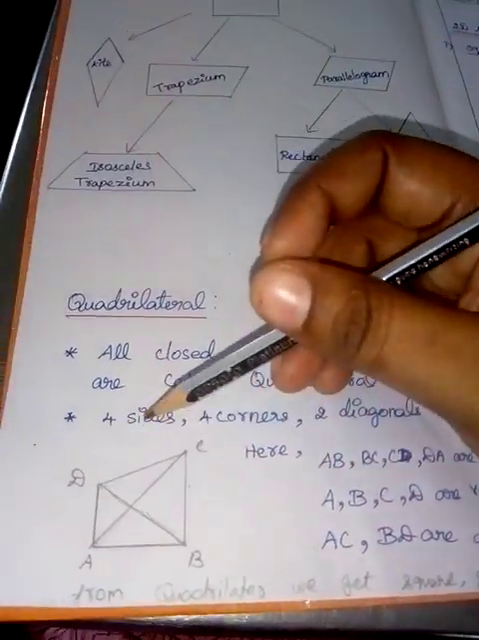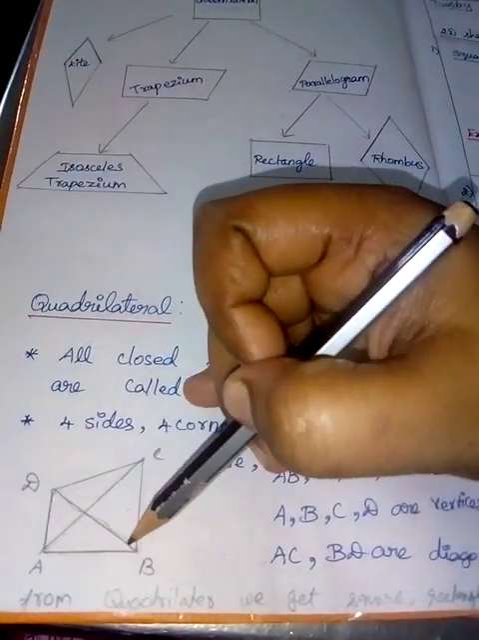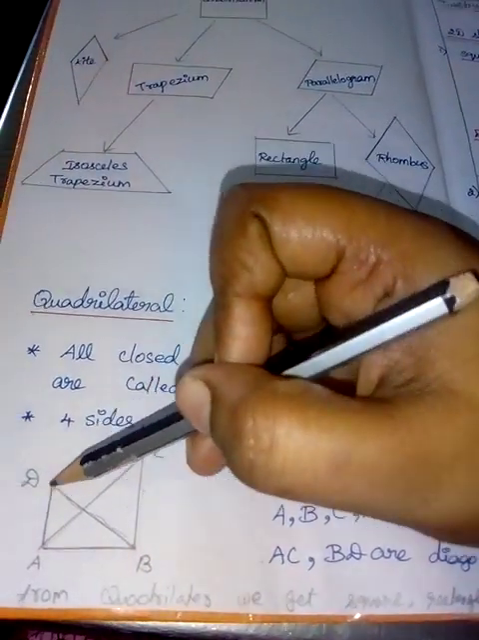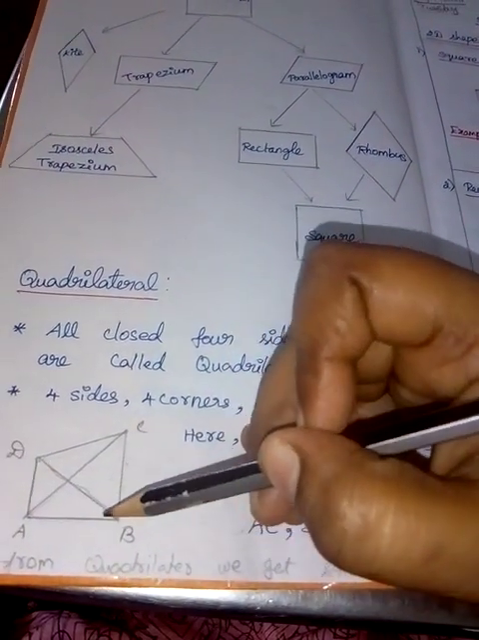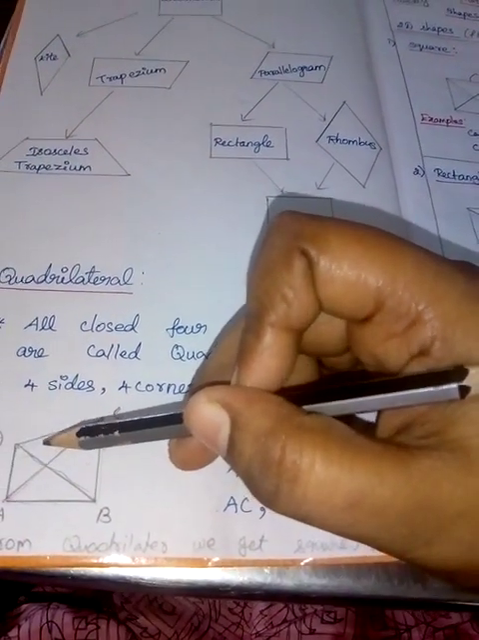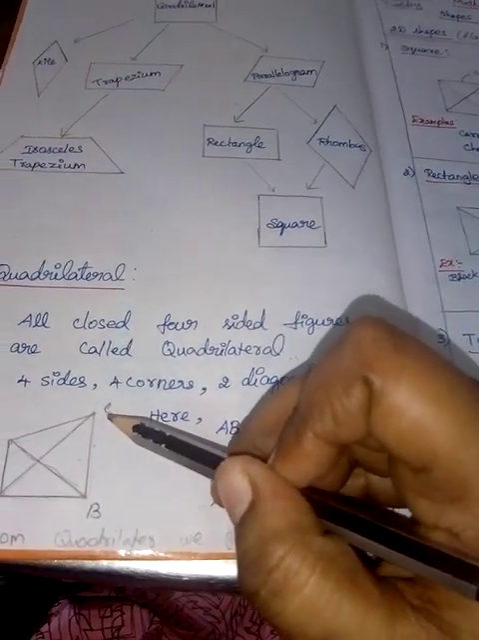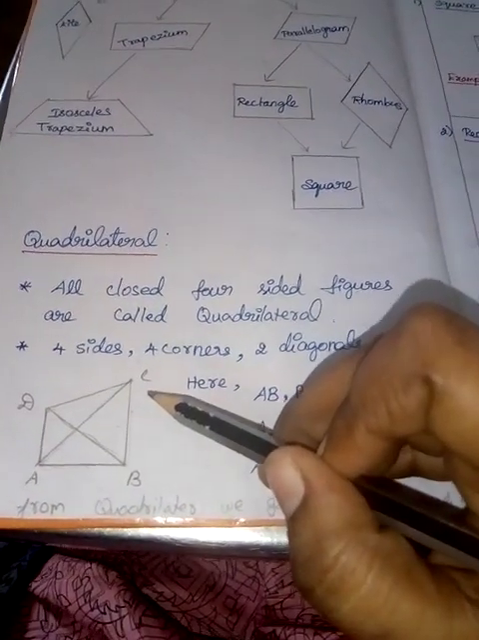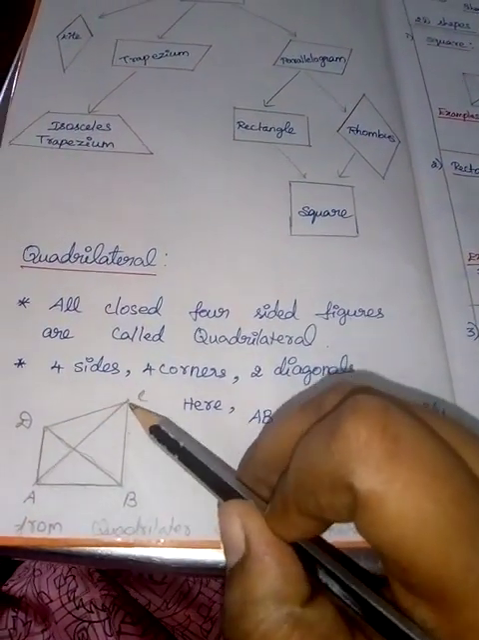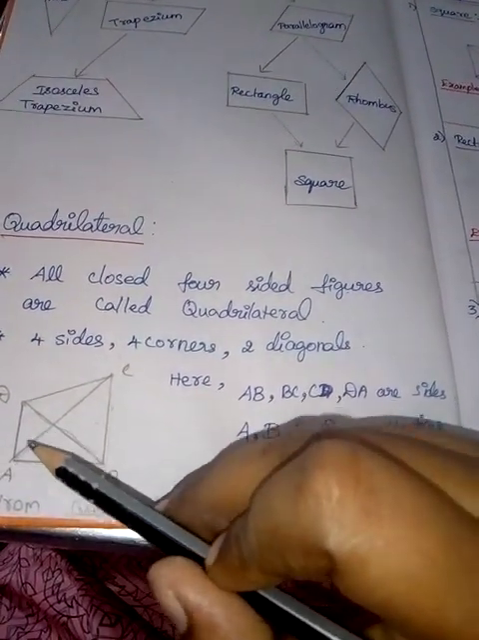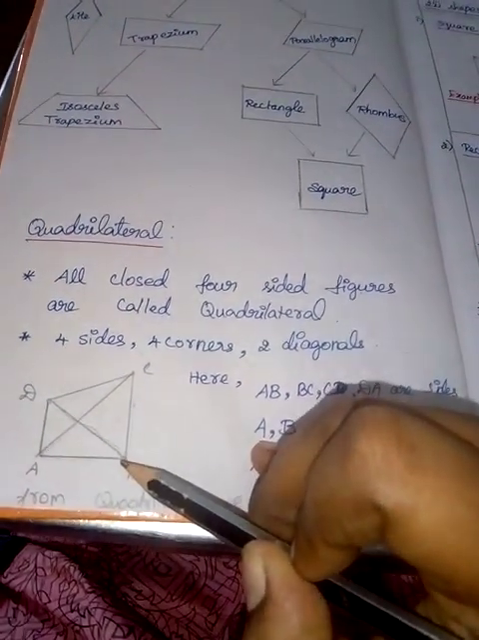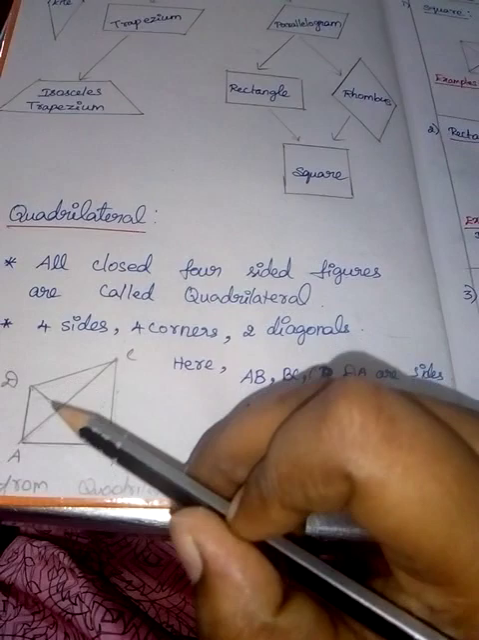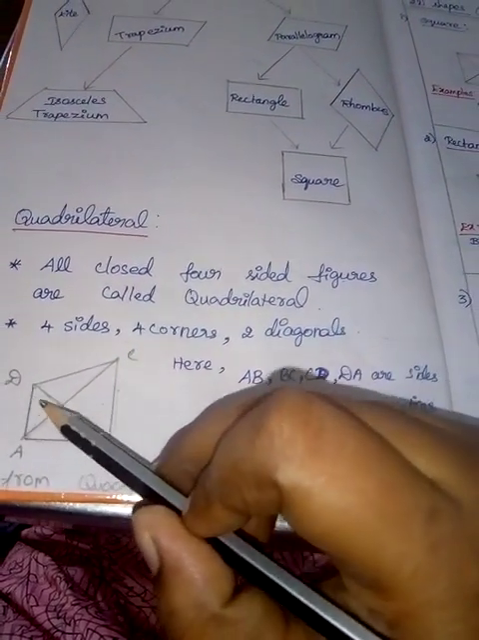Now we see that a quadrilateral has four sides: AB, BC, CD and DA. Corners are A, B, C, D. Four corners and diagonals. Lines joining opposite points are called diagonals: A and C, B and D. AC is a diagonal. BD is a diagonal. AB is a side. So a quadrilateral has four sides, four corners and two diagonals.